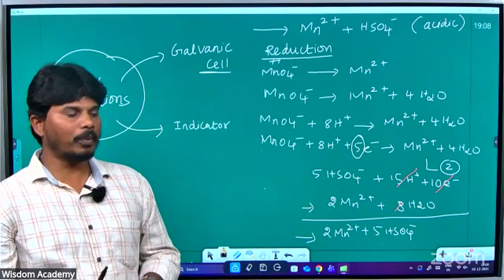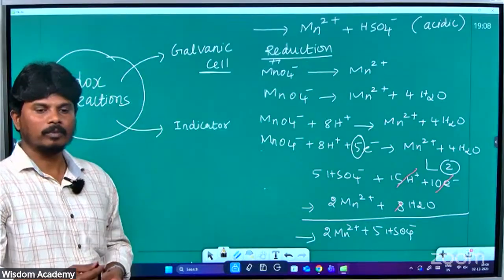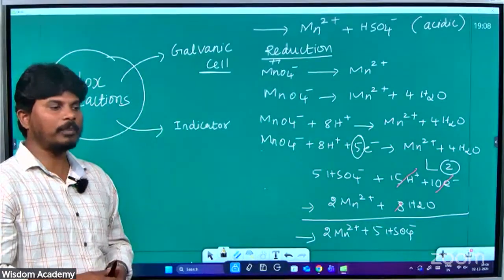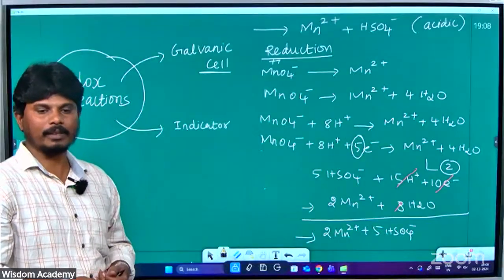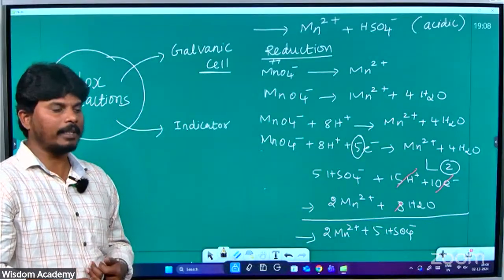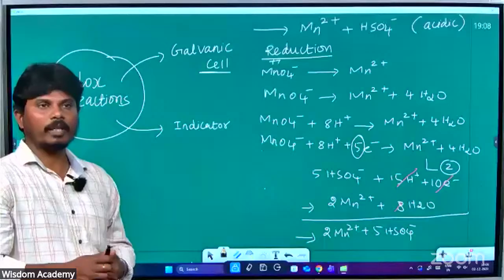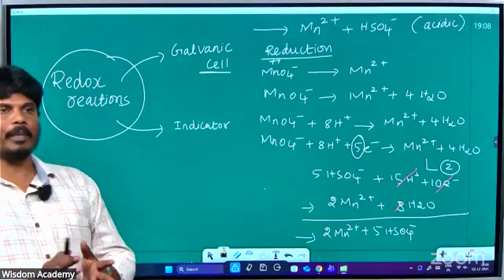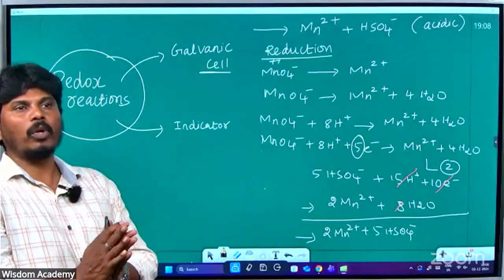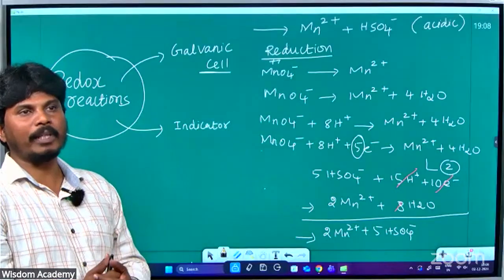Why do we use an indicator? Examples of indicators: phenolphthalein, methyl orange. What is the role of an indicator? Sir, to check whether it's acid or base. Okay, to identify acidic and basic medium as well as to identify the end point of the chemical reaction.